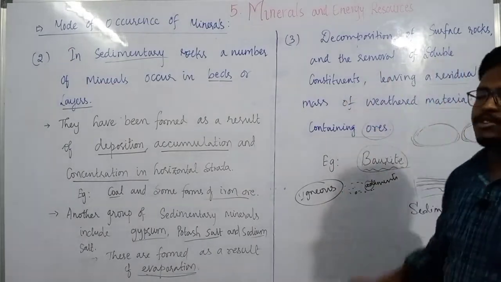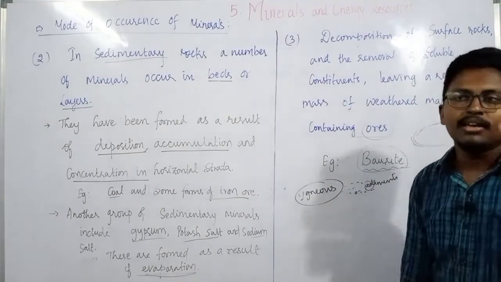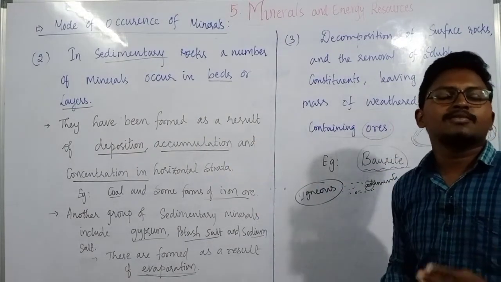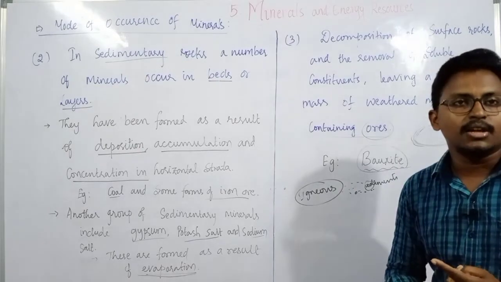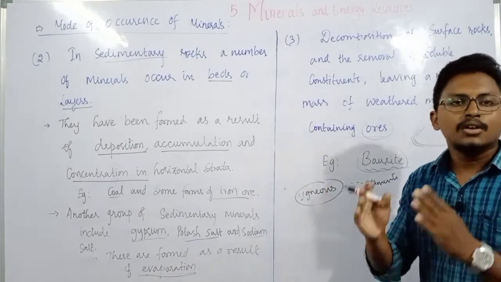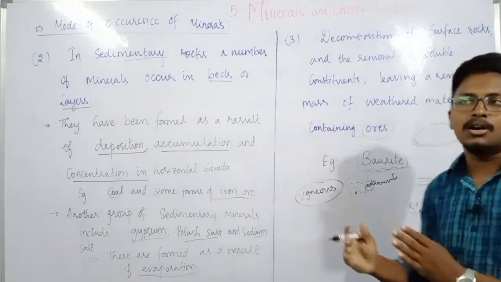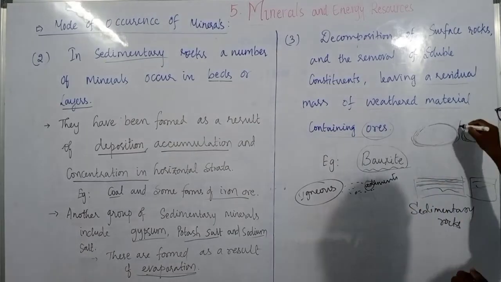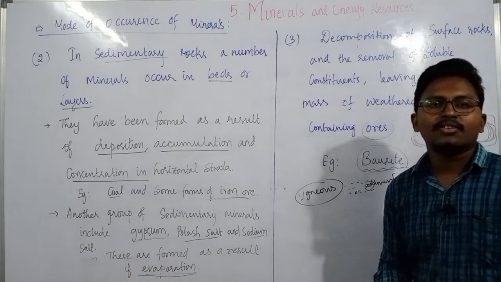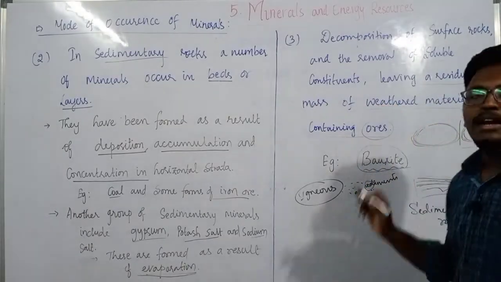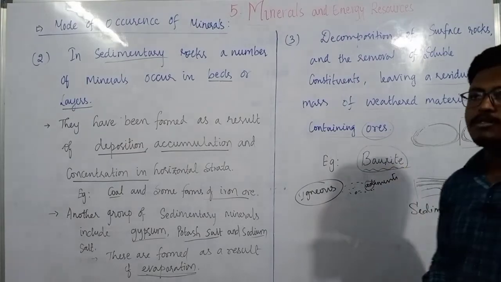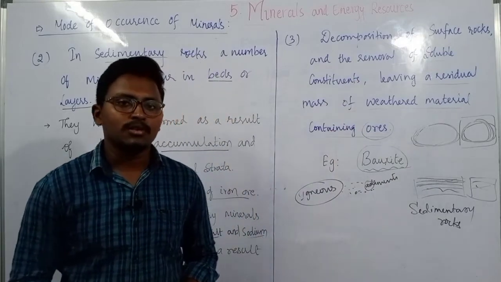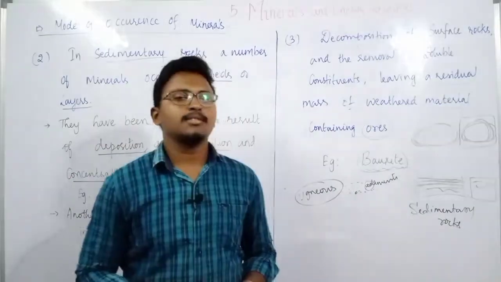When the soluble constituents, whatever the waste material or liquid material present in the surface rocks, are removed because of weathering, erosion or other natural activities, only the rock as well as minerals are left. These rocks may also contain some minerals which are formed, and the best example is bauxite. So minerals will also be formed because of the decomposition of the surface rocks. Next we will discuss the fourth mode of occurrence of these minerals.